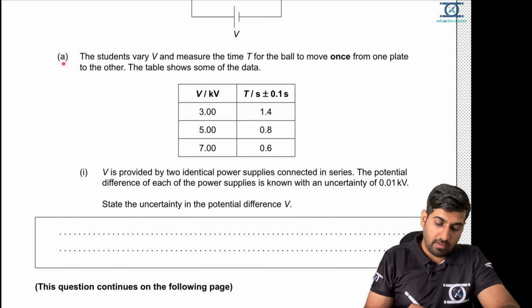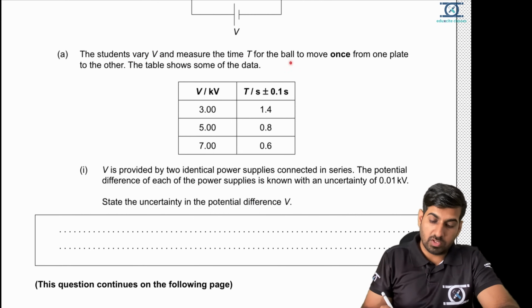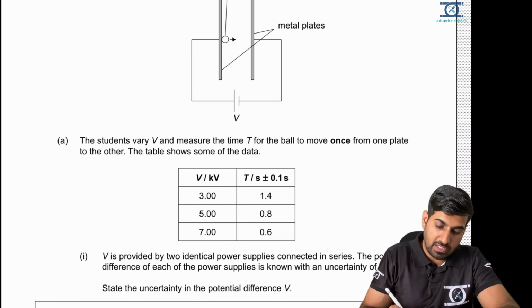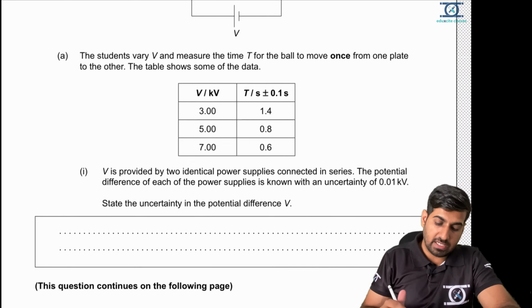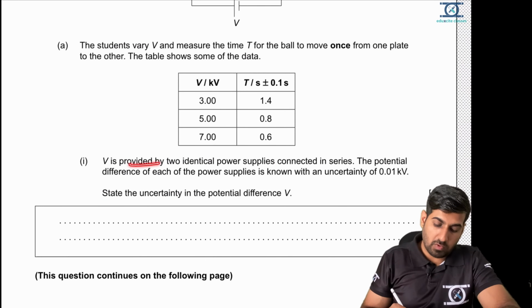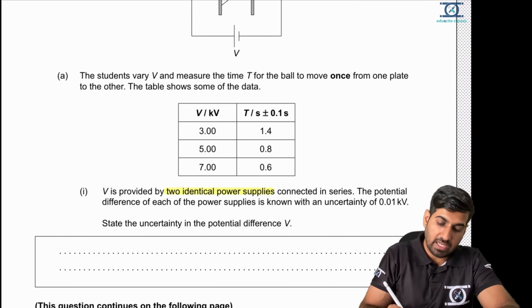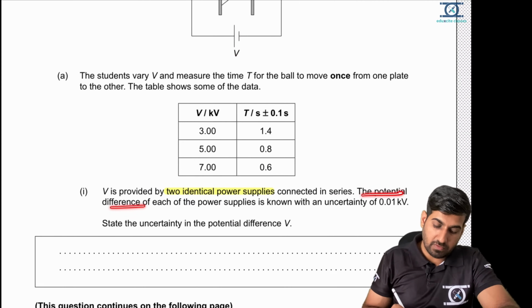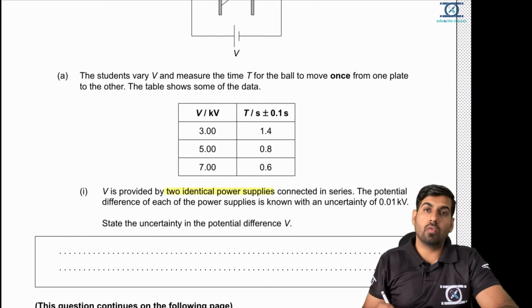Now question A: the students vary V, that is the potential difference, and measure the time t for the ball to move once from one plate to the other. This is time t, and the data are as shown. Now V is provided by two, this is very important, two identical power supplies which are connected in series. So this will be like this, two power supplies. Now the potential difference for each of the power supplies has an uncertainty of 0.01 kilovolt.